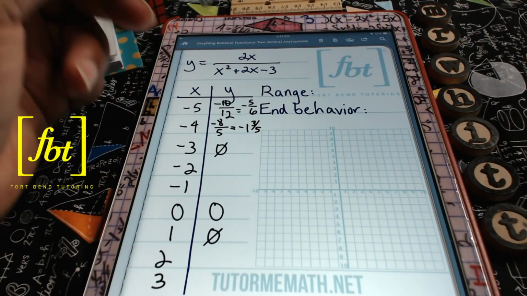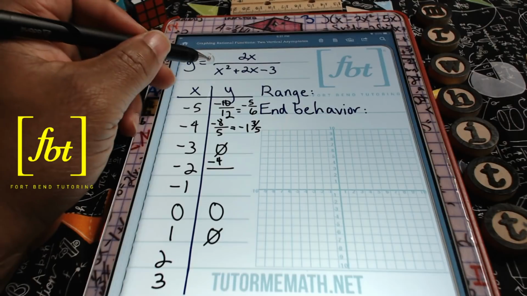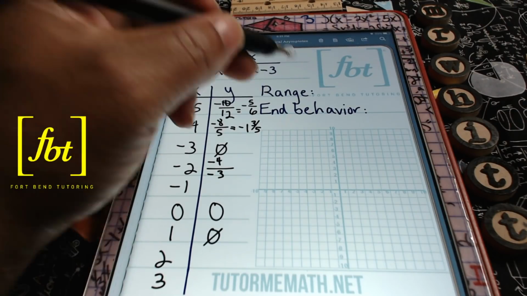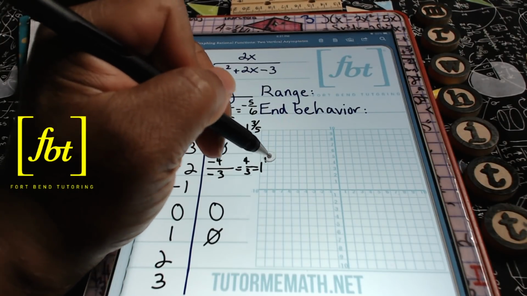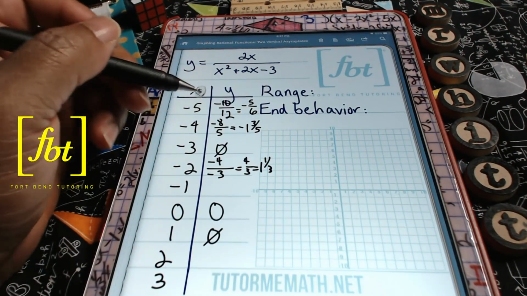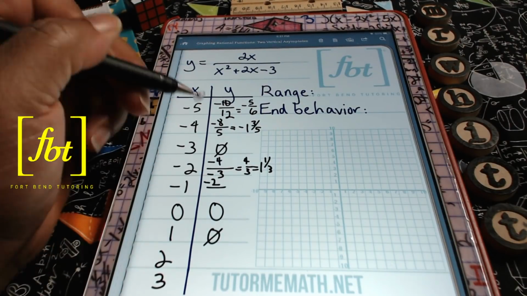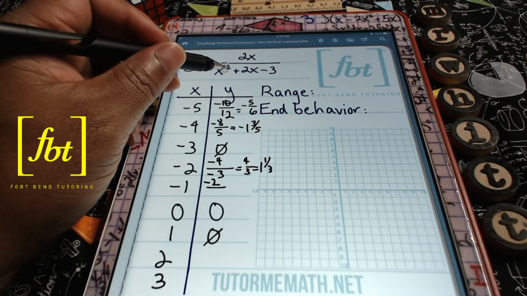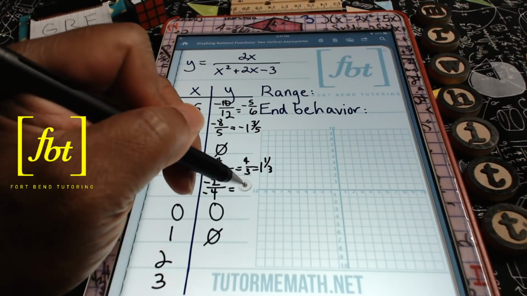Then plugging in negative 2, you'll have negative 4 in the numerator over 4 minus 4 is 0, then over negative 3, so that's a positive 4/3, which is 1 and 1/3. Much love to the mixed numbers when graphing. Plugging in negative 1, you'll have negative 2 in the numerator over 1 minus 2 is negative 1, and then negative 1 minus 3 gives me negative 4. So this gives me a positive 1/2.